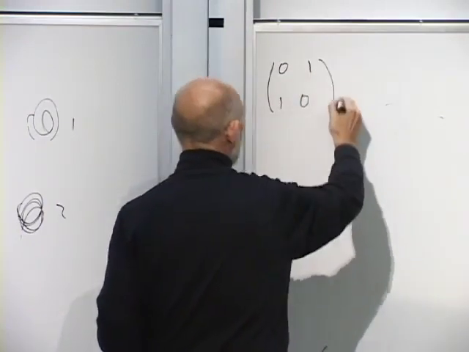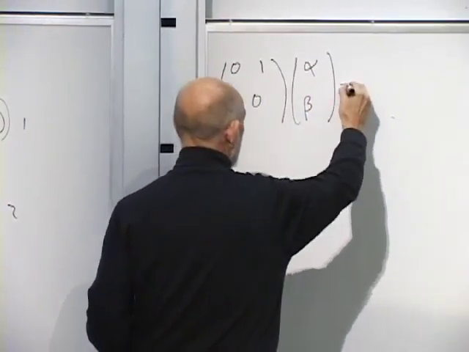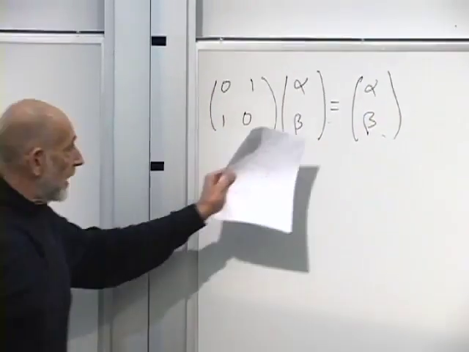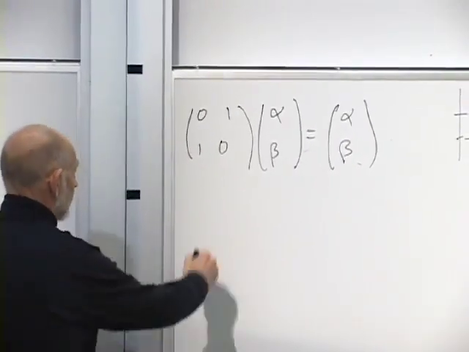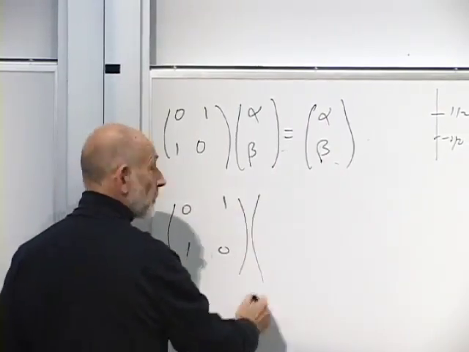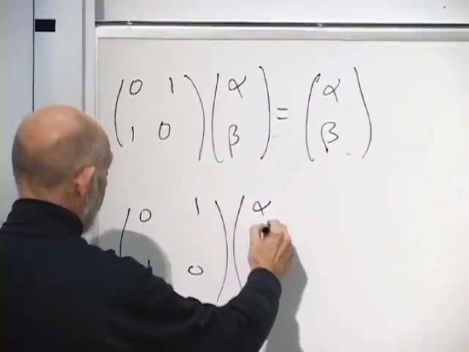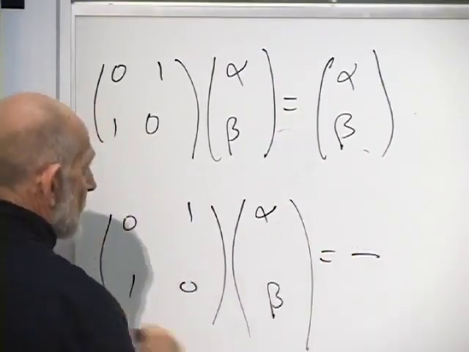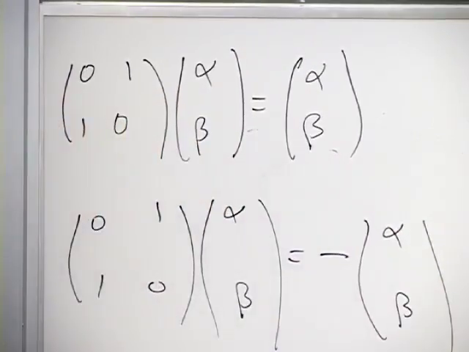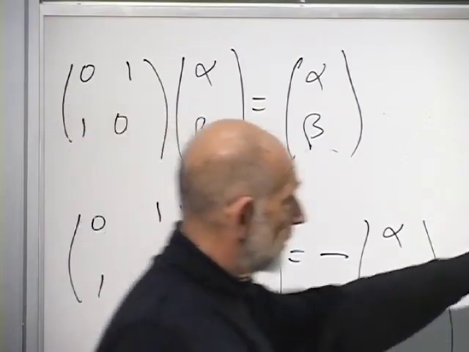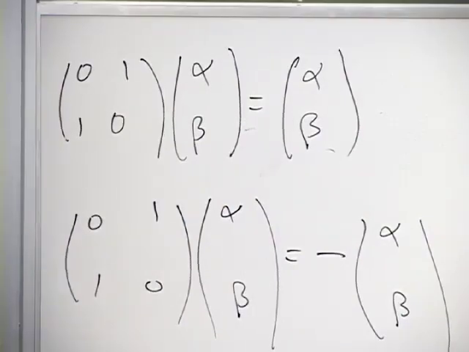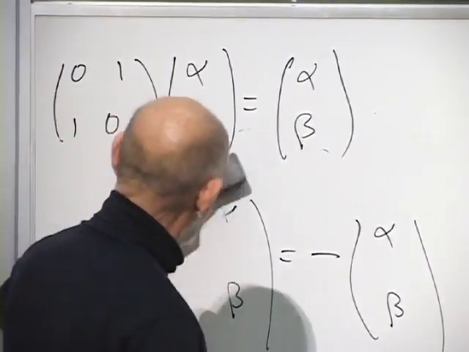0, 1, 1, 0, alpha beta equals alpha beta. That's the eigenvector with eigenvalue plus 1, and the eigenvector with eigenvalue minus 1 will have to satisfy 1, 1, if such things exist, alpha beta equal minus alpha beta. These are the eigenvalue equations for plus and minus. Here I've put in sigma x instead of sigma z. Okay, so what is the top equation? Let's do the top one first. What does the top equation say?